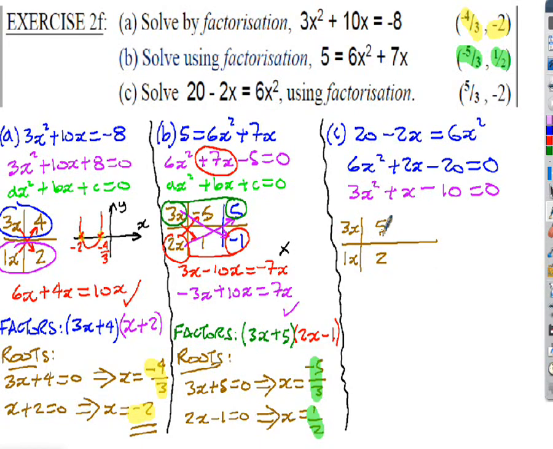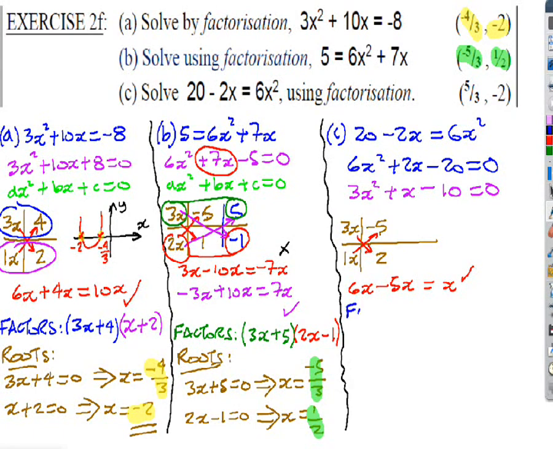I think in this case I will make the 5 the negative, and when I cross multiply, hopefully I'll get positive 1x. Go through the cross multiplication process. 3x multiplied by 2 will produce 6x, and 1x multiplied by negative 5 is negative 5x. Adding them up gives me positive 1x, and that is the middle term I'm looking for, positive 1x here.